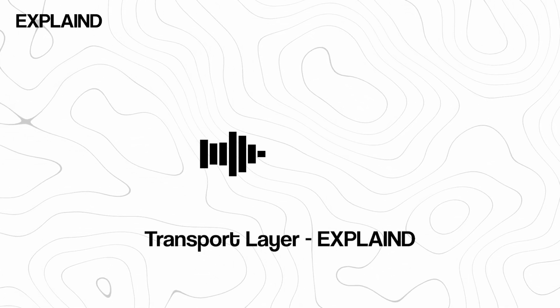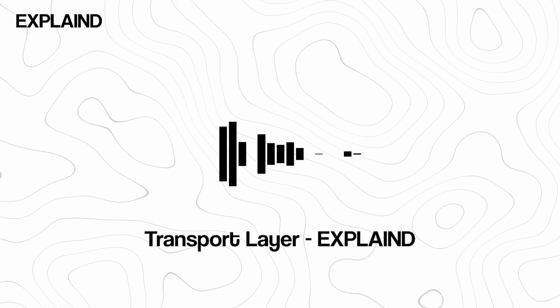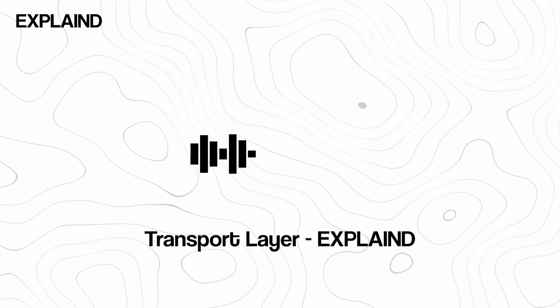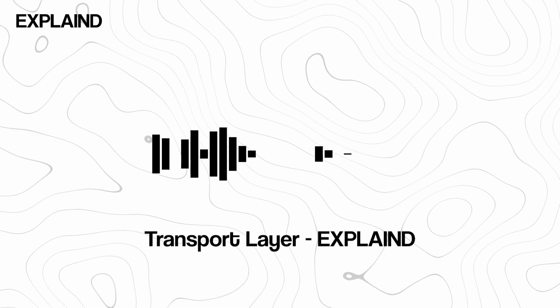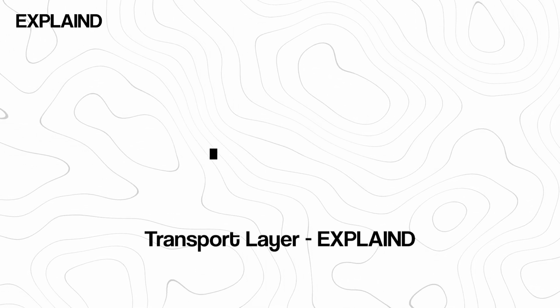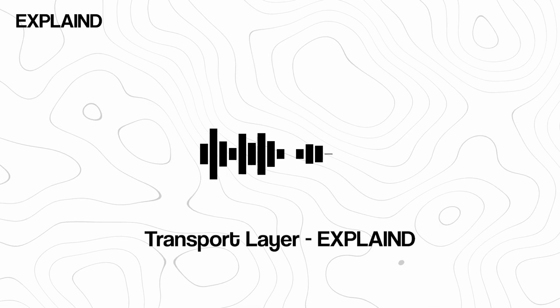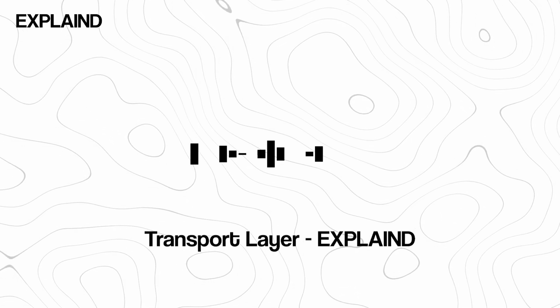QUIC, or QUIC UDP Internet Connections. It's a relatively new protocol that builds upon the strengths of UDP while adding some of the reliability features of TCP. So it's like a souped-up version of UDP. Exactly. It aims to provide the speed and efficiency of UDP without sacrificing the reliability that's crucial for many applications.